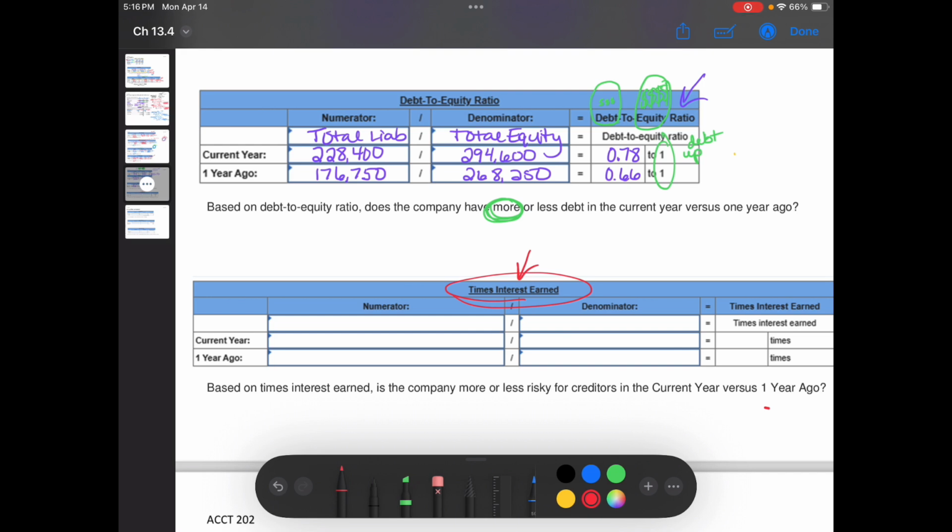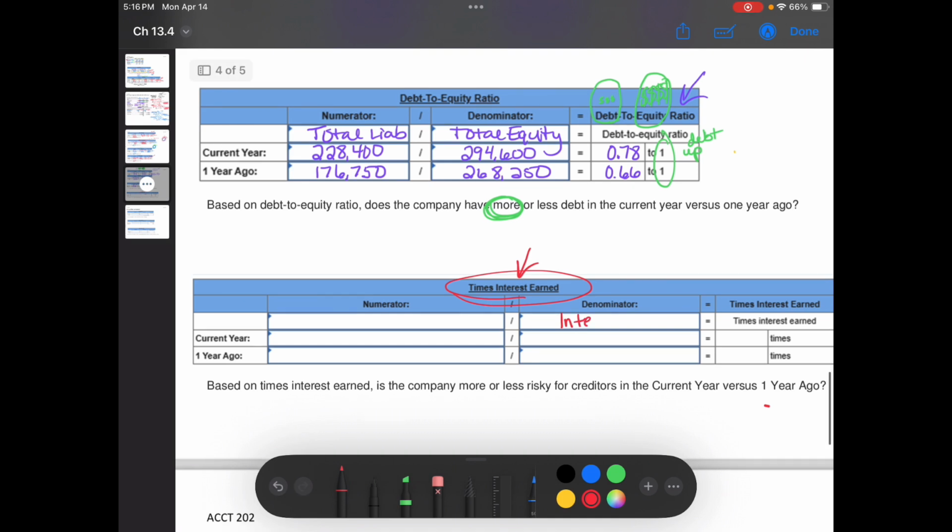How many times is that covering our interest charge? So the denominator is interest expense. That's kind of the easy part. Oh, and I didn't spell that right. There we go. And the numerator is something that I learned in school.